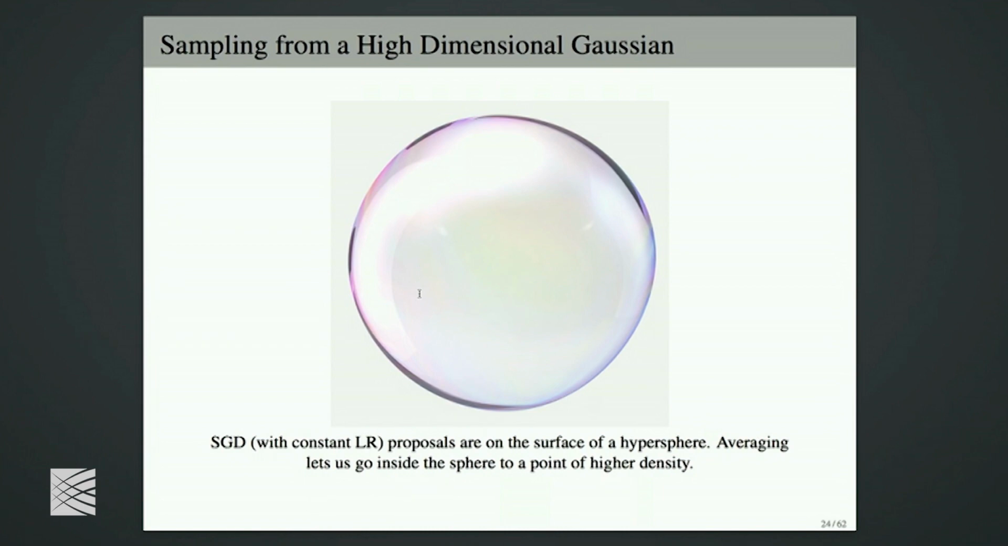And this is because even though the density is highest in the center, mass is density times volume, and in high dimensions the volume blows up very quickly as you increase the radius. This is described by a chi distribution. So we have SGD moving along the surface of this soap bubble, and by averaging the points, we get to move inside the bubble.